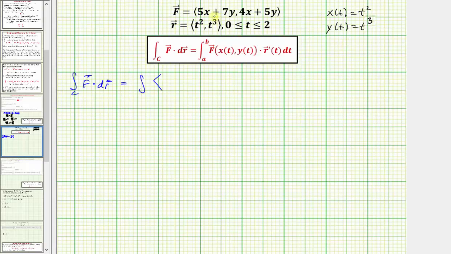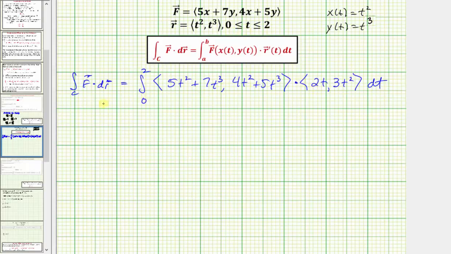So the x component of F is 5x plus 7y, which as a function of t would be 5t squared plus 7t cubed, and the y component is 4x plus 5y, which as a function of t would be 4t squared plus 5t to the third. I'm going to dot this with r prime of t. The derivative of t squared with respect to t would be 2t. The derivative of t cubed with respect to t would be 3t squared. So there's r prime of t, and then we have dt. Limits of integration for t are from 0 to 2.